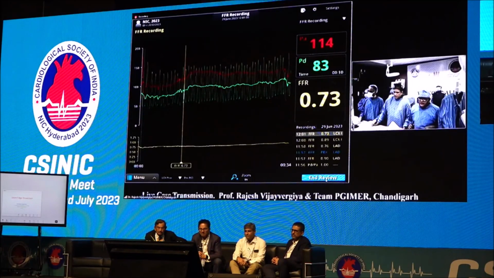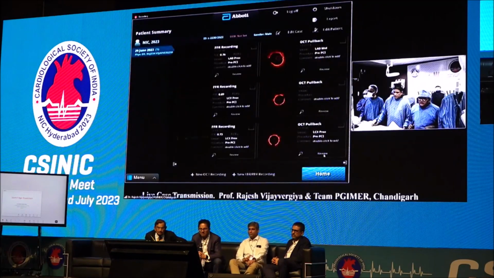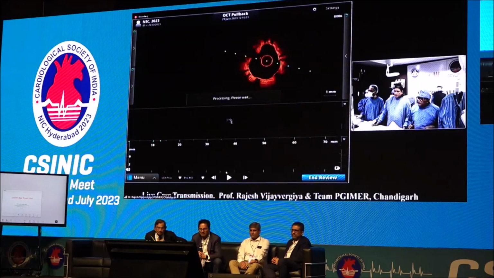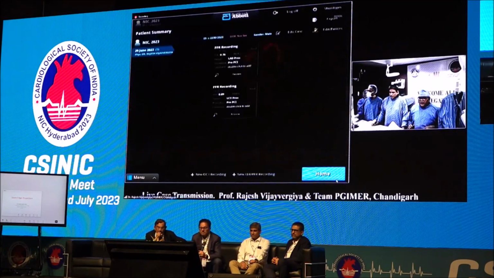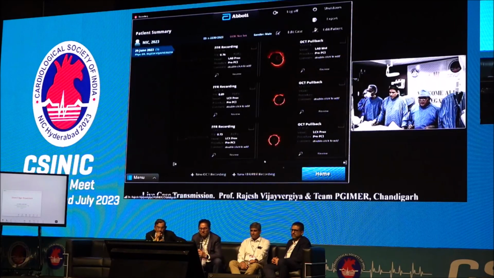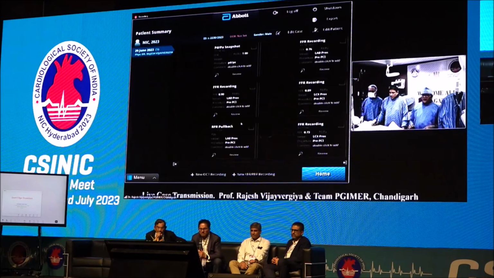Angiographically, sometimes it's very difficult to assess whether the LCX ostial lesion is significant or not, and therefore we went ahead and did the FFR across the LCX, which turned out to be significant. Meanwhile, as we have taken the FFR for the LCX, we have taken the FFR of the LAD as well.